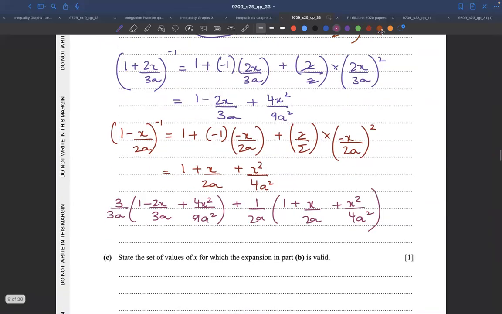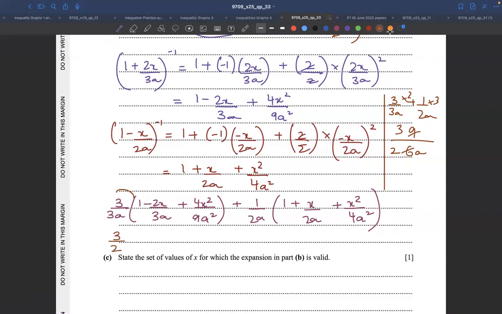We can do these separately somewhere, so let's do it over here. We have 3 upon 3a plus 1 upon 2a. The LCM of 3 and 2 is 6, so this will be 6a. This will multiply by 2, this will multiply by 3. So 3 times 2 is 6, plus 3 is 9. So this will become 3 upon 2a.